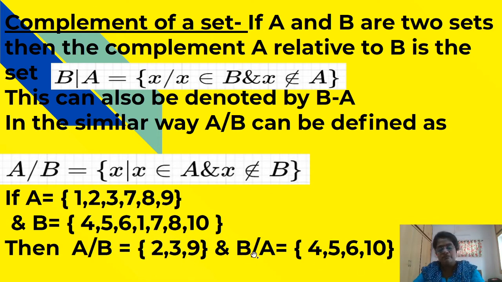Now we will see what will be the set B upon A. According to the definition, B upon A will contain such x such that x belongs to B and x does not belong to A. And such 4 elements we will get, 4, 5, 6, 10. That is, all these 4 elements are in B, but 4, 5, 6, 10 do not belong to A.